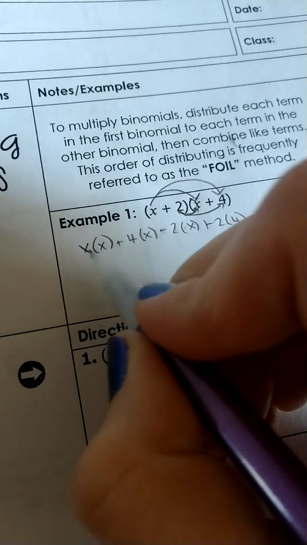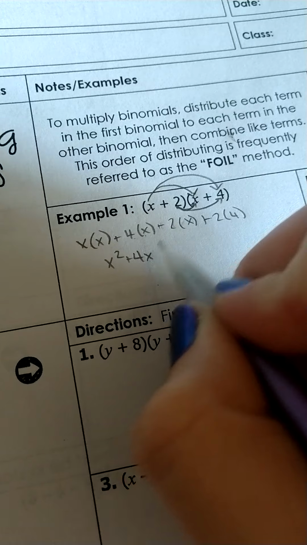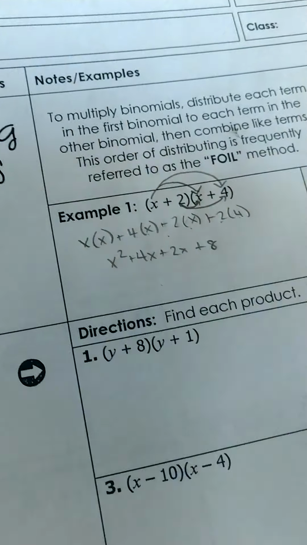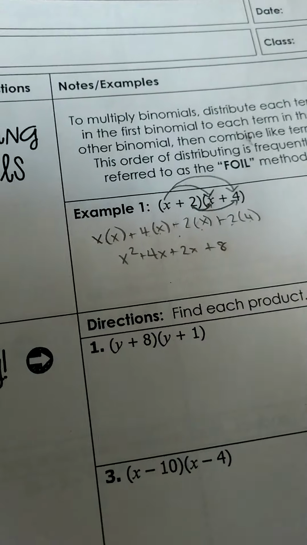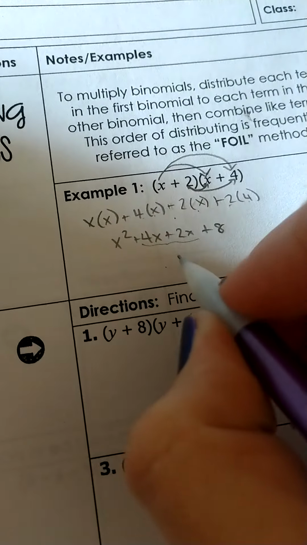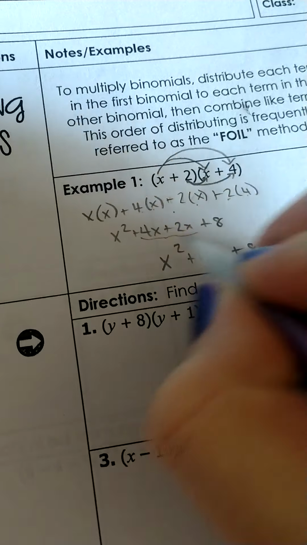So go through. X times x is x squared. 4 times x is 4x. 2 times x is 2x. 4 times 2 is 8. You cannot leave your answer like that. You have to combine like terms. 4 plus 2 is 6. So x squared plus 6x plus 8.